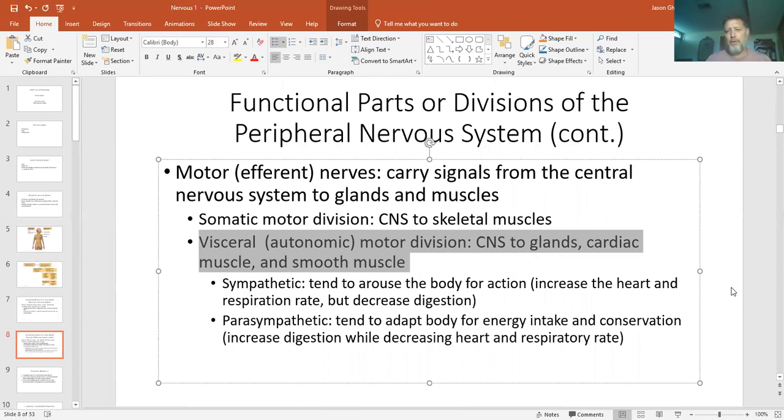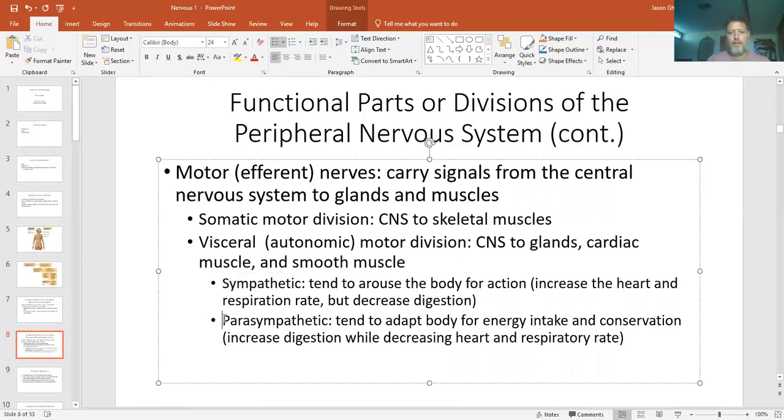So again, these are ones we don't think about. And remember, the visceral or autonomic gets broken down into the sympathetic: increased heart rate, increased breathing, decreased digestion. Think of this one as kind of the fight or flight, because if we're fighting or running away, we're not worried about digesting. We just want to get as much oxygen and blood to our muscles to run or fight.